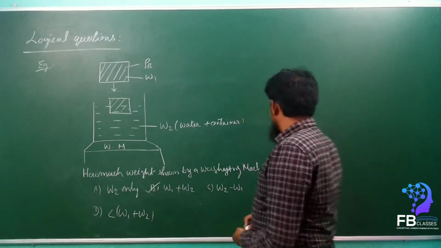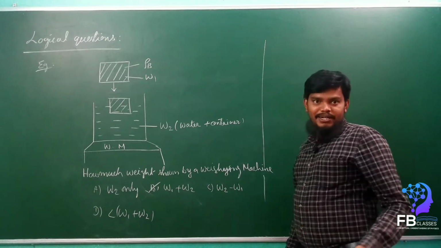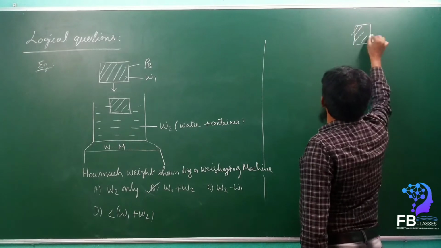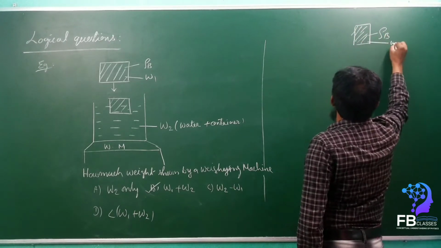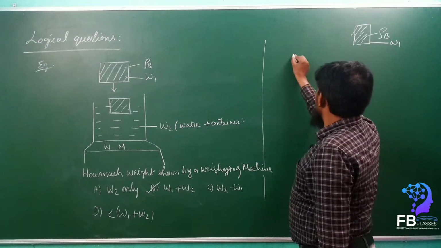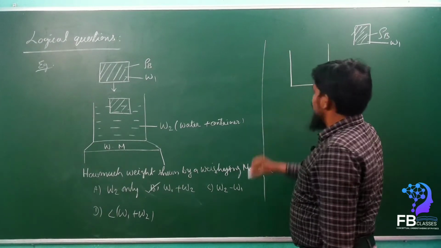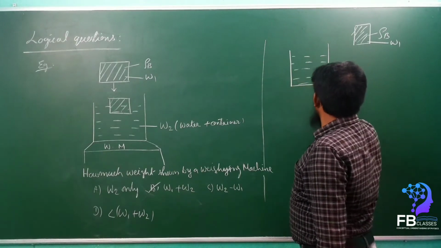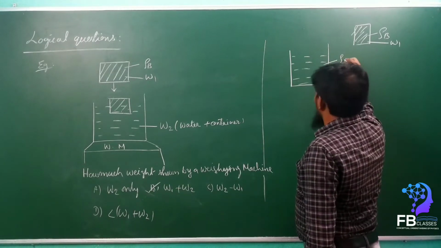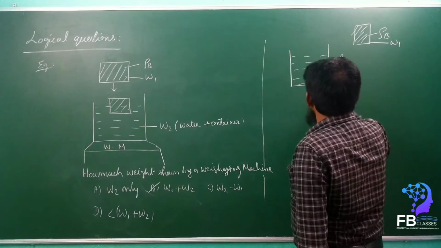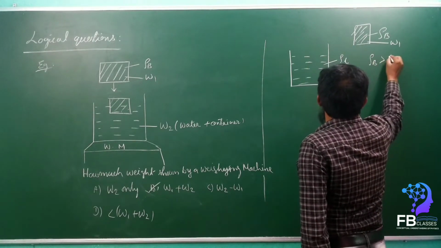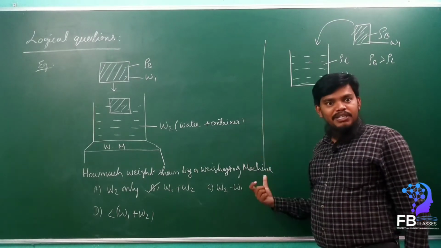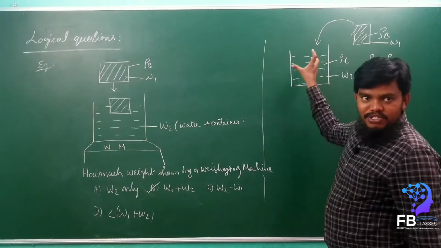Understand? Okay. Next, in a similar manner, let's consider a block, the same as before. The density of the block is rho b and its weight is W1. The container has water, and the weight of the water is W2, with density rho L. Now here, rho B is greater than rho L. Once this is added to the container, what will happen? It will sink completely because rho B is greater than rho L. Yes or no?